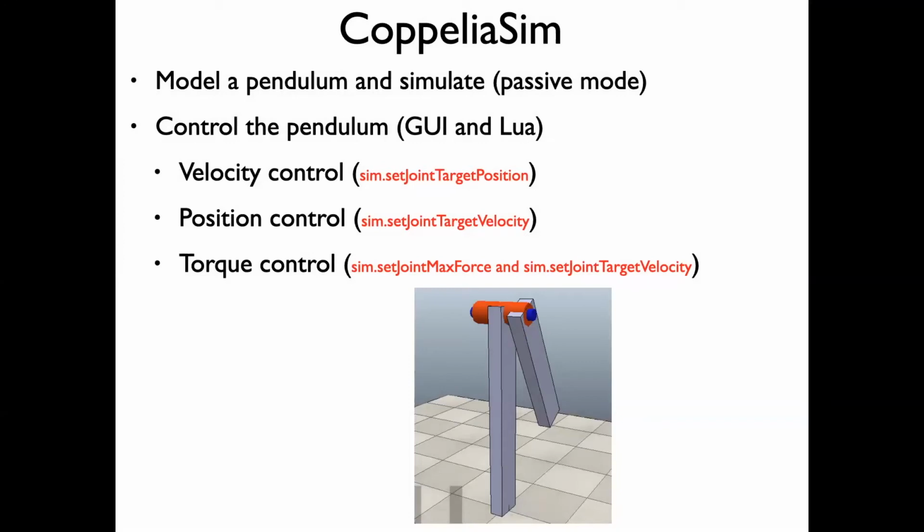To model a pendulum, a simple pendulum with one link, as I've shown here in the figure. Then I will show you how to control the pendulum using velocity control, so that's setting it up to spin at a certain speed, and position control, set point control, that is.